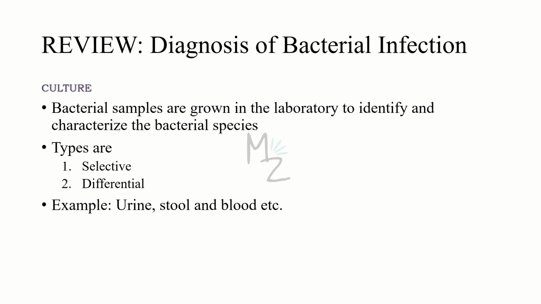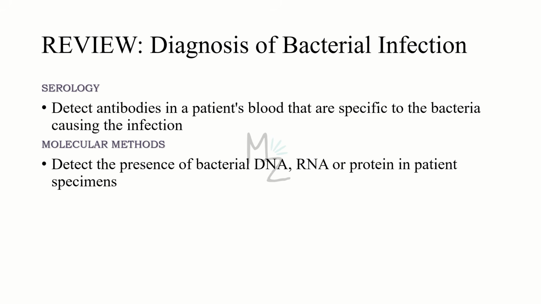And then we'll go for the culture. Bacterial samples are grown in the laboratory to identify and characterize the bacterial species. There are two types of culture, that is selective and differential. For example, urine culture, stool culture, and blood culture. Serology: it detects antibodies in a patient's blood that are specific to bacteria causing the infection. Molecular methods: these detect the presence of bacterial DNA, RNA, or protein in patient specimens.